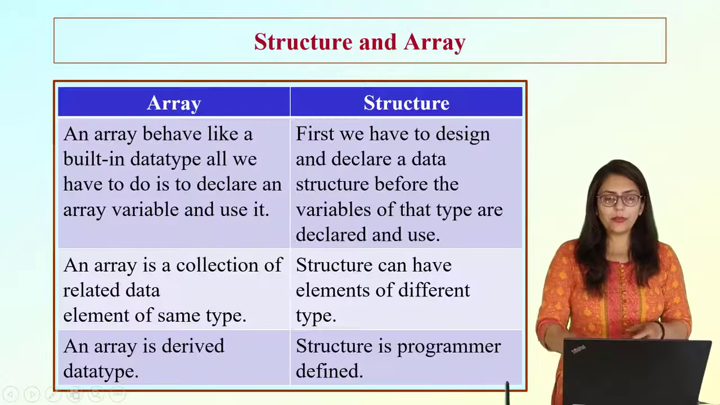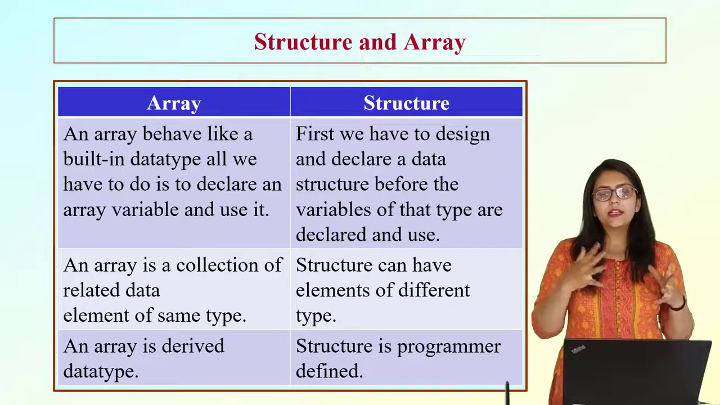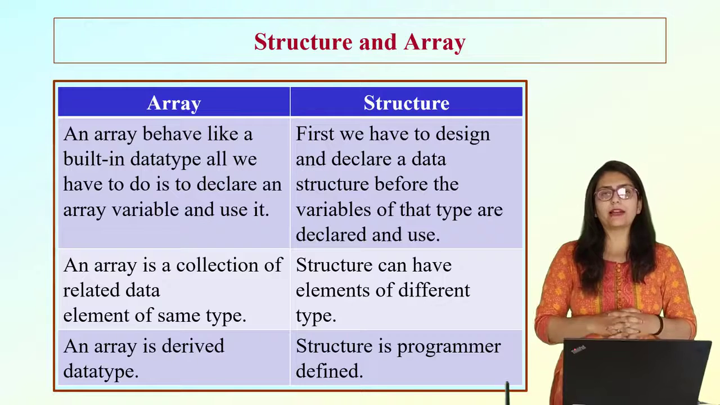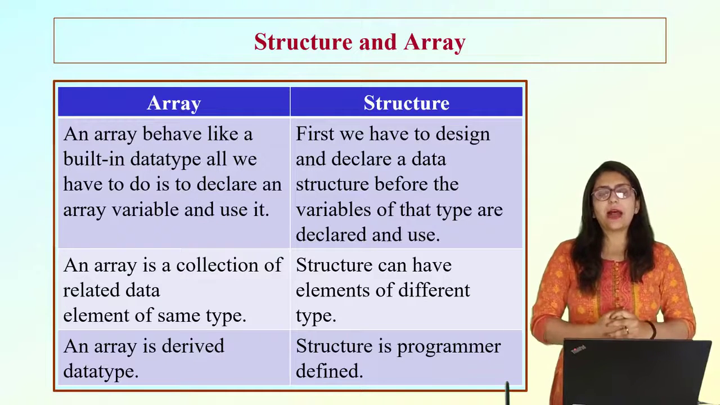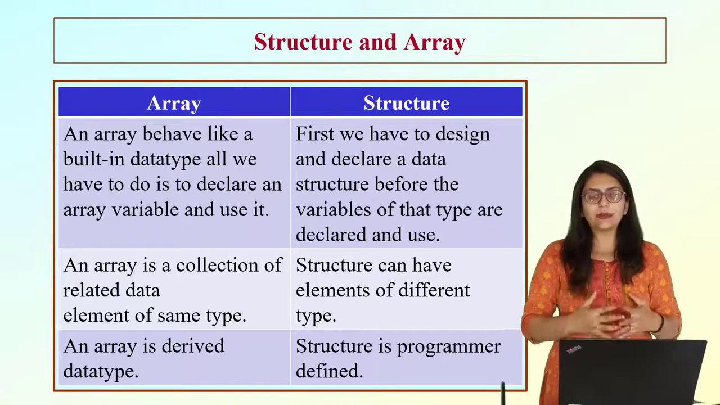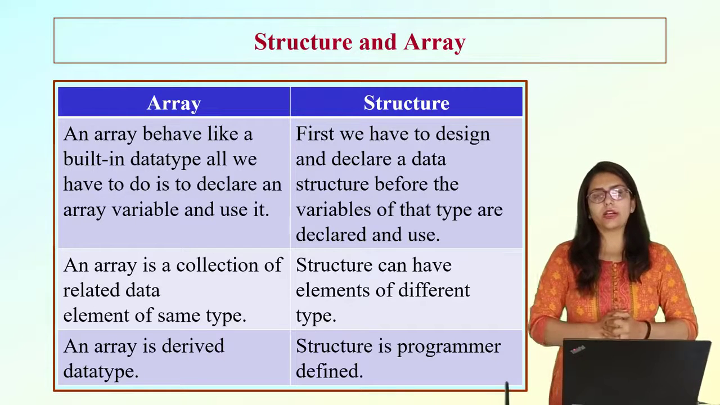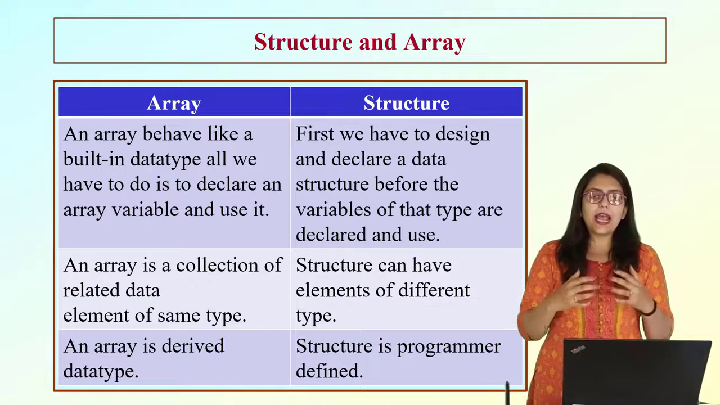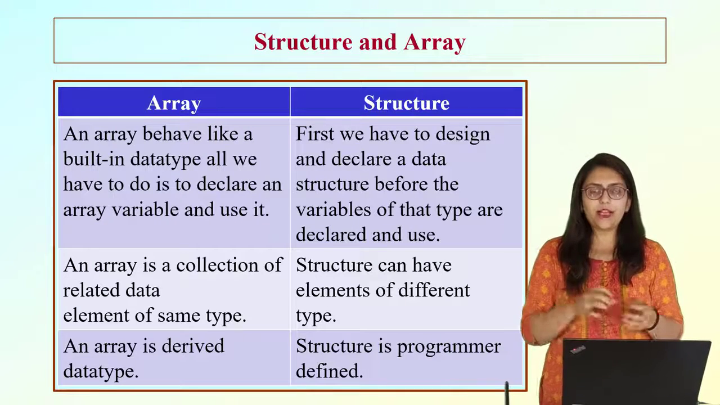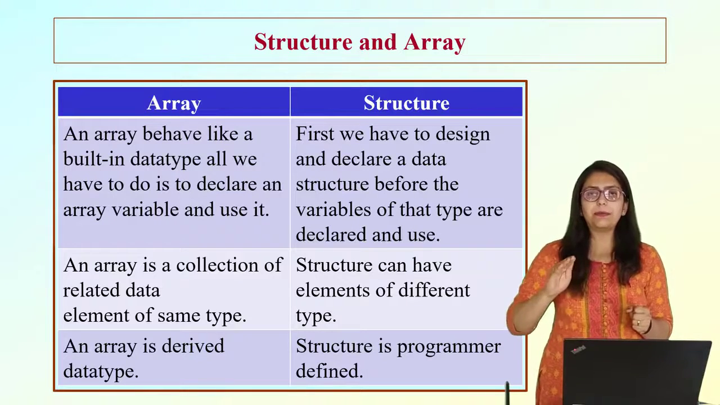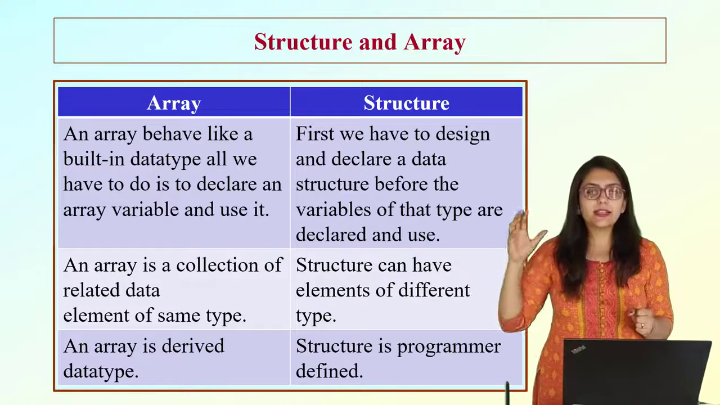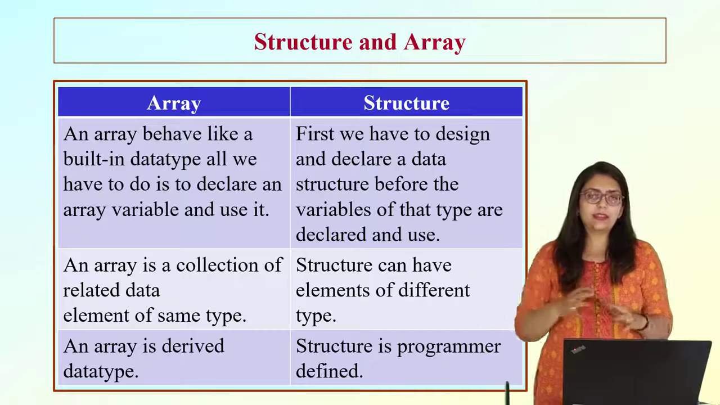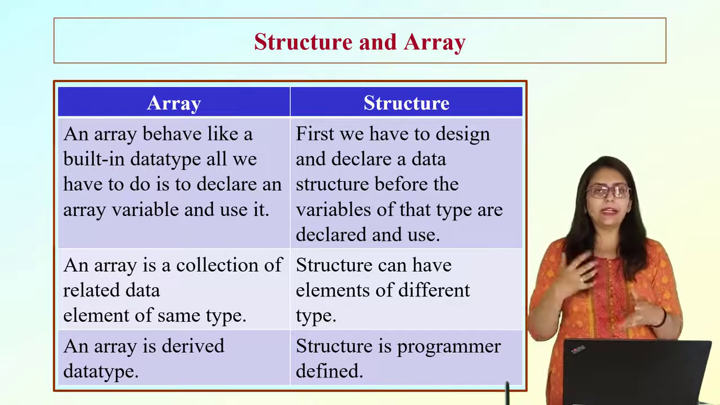Now we will go through the difference between structure and array. You know that whenever I define an array, I write int a[10]. That means array a is a collection of 10 integers. So I can say that an array behaves like a built-in data type. It is declared as a built-in data type plus the array name and then its size: int a[10], float b[10], same way. So it behaves like a built-in data type.